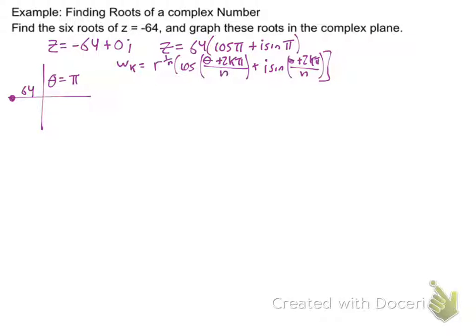64 times the parentheses of cosine pi plus i sine pi, where theta is pi and r is 64. n is 6. So I need to now test k equals 0, k equals 1, 2, 3, 4, 5. It should be 64.